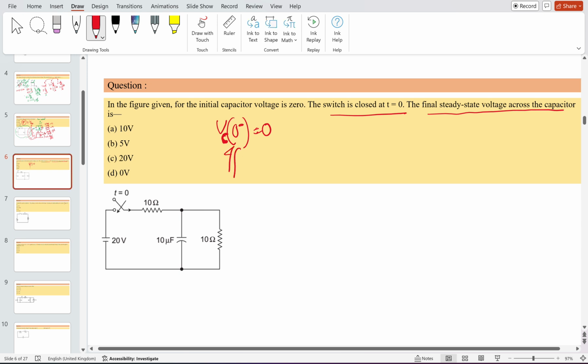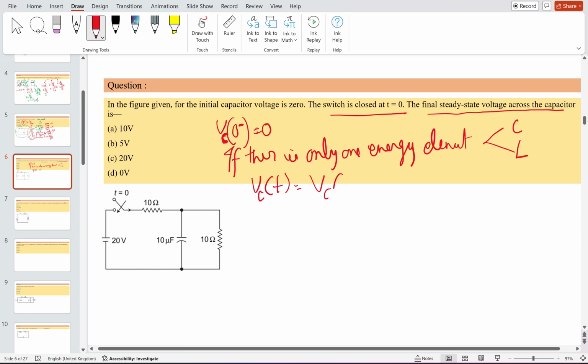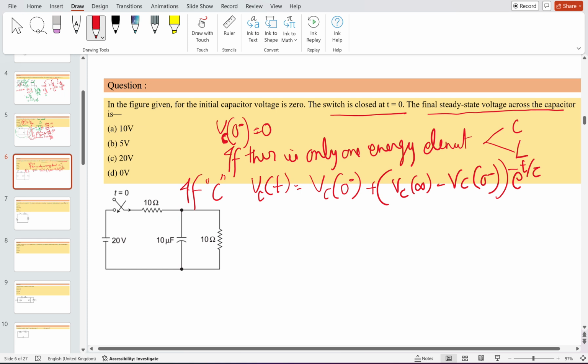If there is only one energy storing or energy delivering element, suppose C or L, only one element, either C or L, and the resistors could be any value, then the standard equation of the capacitor voltage will be Vc(t) = Vc(0-) + [Vc(infinity) - Vc(0-)] e to the power minus t by tau. If only one capacitor is there, no L.